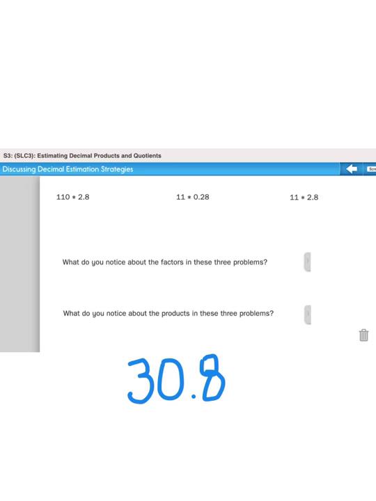See if you can figure out which product is 30 and 8/10 without calculating the problems up above. Use estimation to show your reasoning and that it makes sense. You can stop the video for just a moment while you try to do that. Okay. Now we will look at 110 times 2.8. We know that 110 is close to 100.